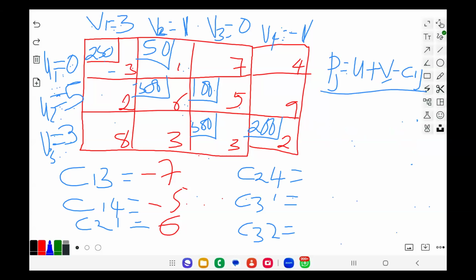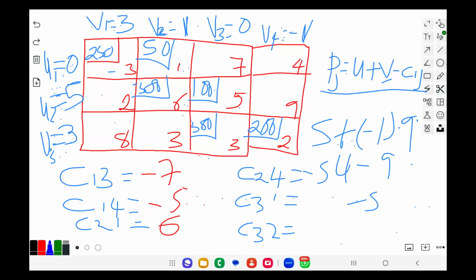So we are going to C24, where there is 9. Here it is empty. It's an unallocated cell. So what is the value of u? It is 5 minus 1, which is 4. Then minus 9. This is 4 minus 9, which will be -5. So this is -5. Okay.